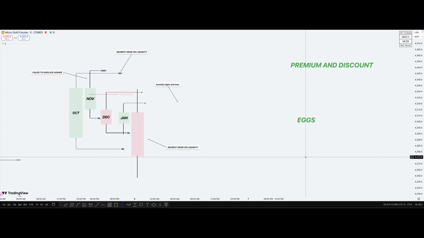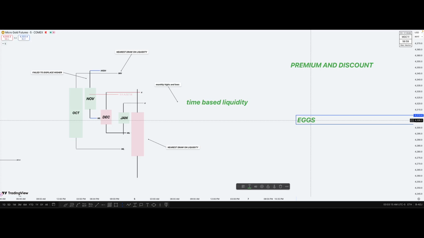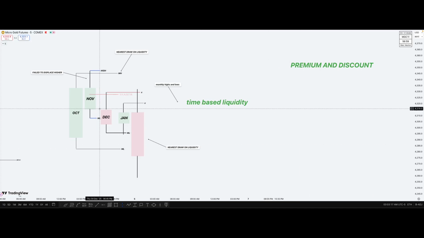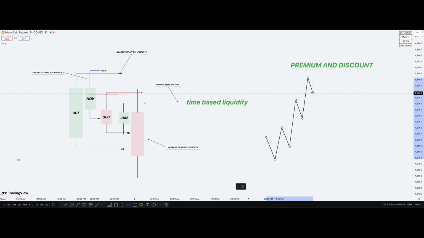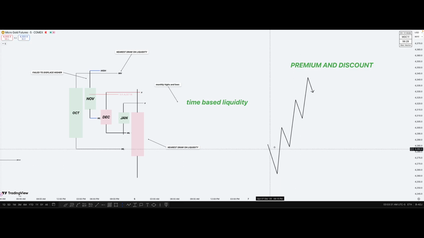So if we try to figure this out in these terms, all right. Suppose there is a trend like this, और हमें यहाँ पे एक डिस्प्लेसमेंट मिला है. This is a displacement, right? Market structure shift or something like that. There is a displacement here.